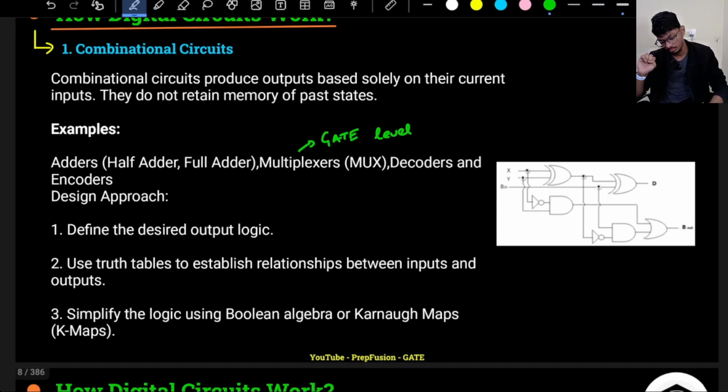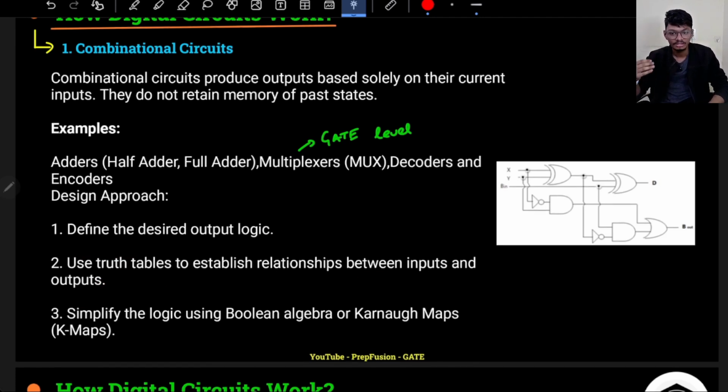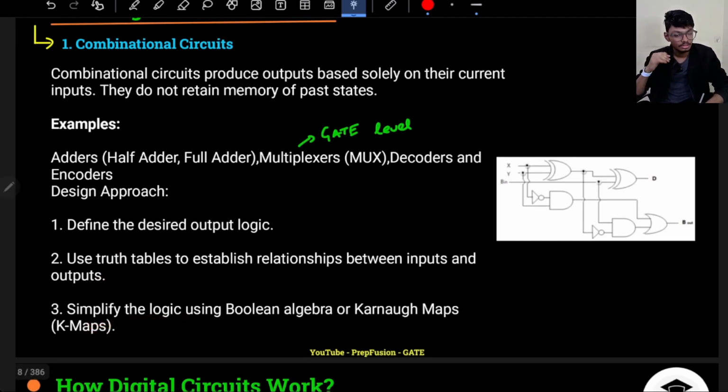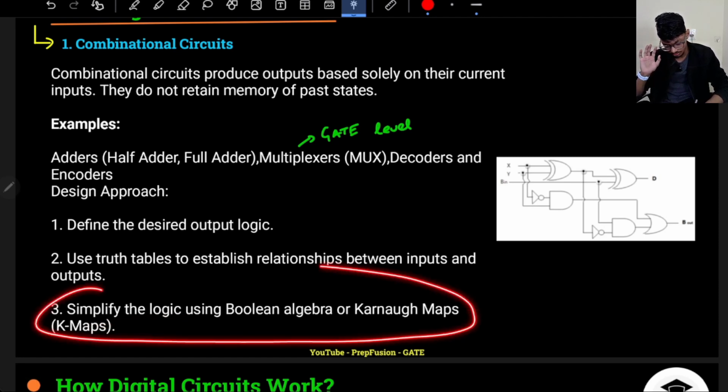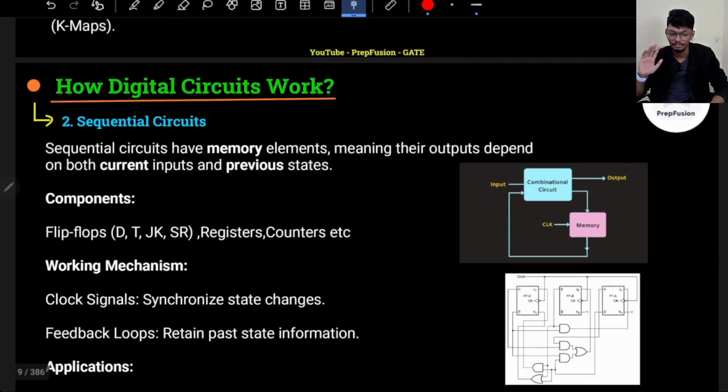These are a few examples, and what we do is define the desired output, the output we need to get. We use the truth table to establish the relationship between the inputs and the outputs. Then we simplify using Boolean algebra or K-map. Whenever we do these kinds of things, we use gate level modeling, which I will explain later on. Don't worry about it, but you know this basic thing about combinational circuits.